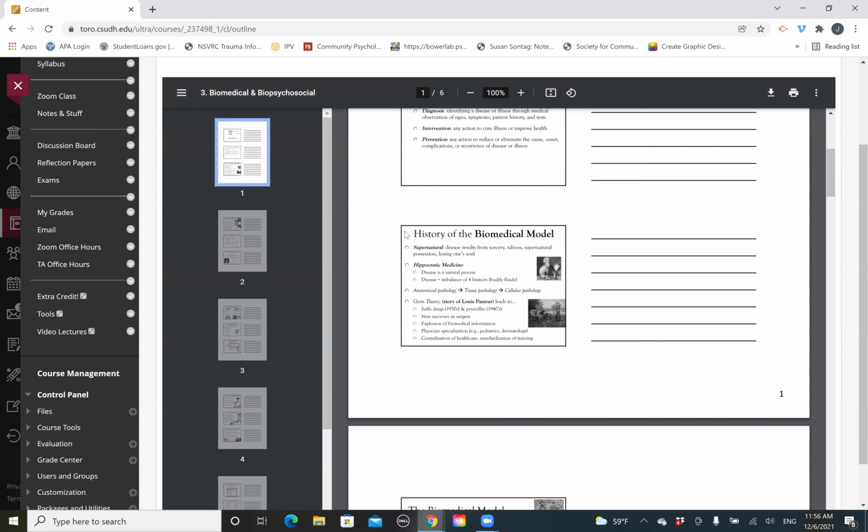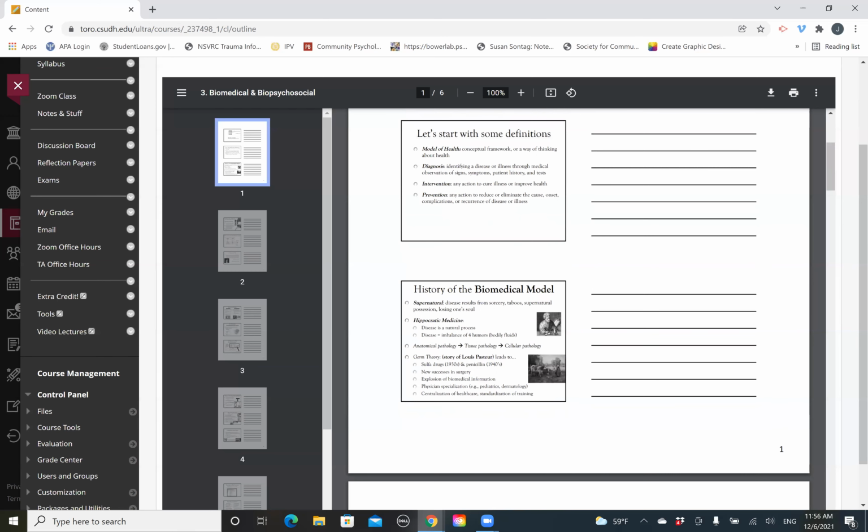So then you move into Hippocrates, and this is where you get the Hippocratic Oath. Hippocratic medicine started with Hippocrates, and that is that disease is a natural process. For Hippocrates and the Greeks, it was the imbalance of the four bodily humors, right?